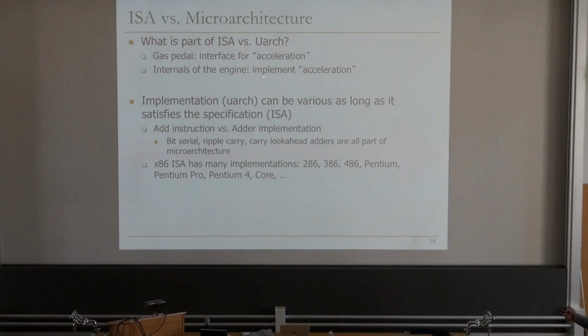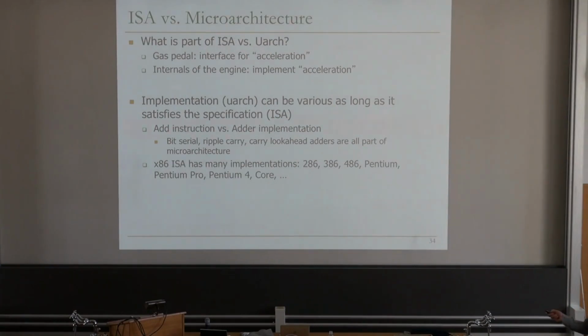So what is part of ISA versus microarchitecture? Basically, it's the interface. I think of cars. In cars, you have the gas pedal. That's the interface for acceleration, right? And that's a very common interface across cars. That's not the only interface, but it's a very common interface. Everybody has adopted that interface somehow. But underneath, how you implement acceleration is very different from car to car, right? Hopefully that's clear. I'm not going to go into the details of the car.